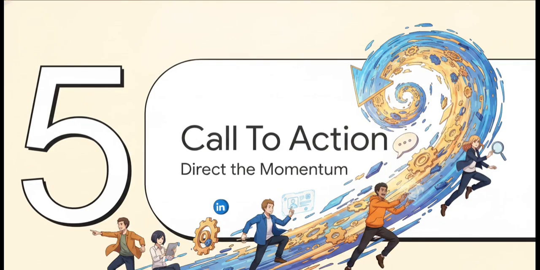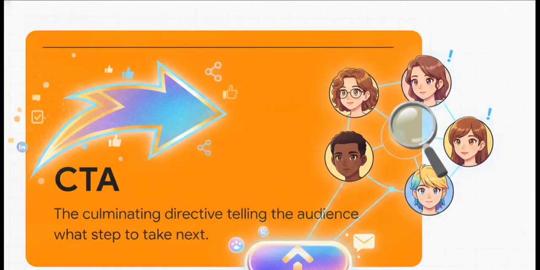Finally, we arrive at Section 5, the call to action, directing the momentum. After providing all that accessible, visually demonstrated value, the Blueprint requires a CTA, a call to action, to really harness all the engagement you've just built up. Think about what you've done. You've hooked them, you've shown them concrete examples, you've given them over-the-shoulder screen recordings, and handed over actionable, beginner-friendly advice. At this point, your viewer is fully primed.